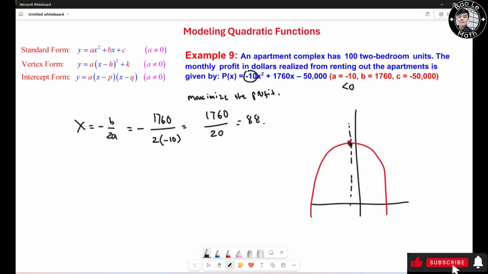Now this is not the answer. You need to find the y value, right? So you need to substitute s equals 88 into the function right here. So I have p of 88. It's going to be negative 10 times 88 squared plus 1760 times 88 minus 50,000, right? And then it turns out to be $27,440.